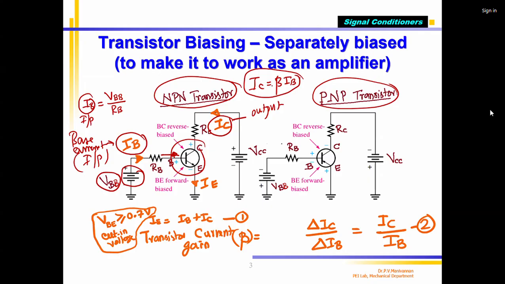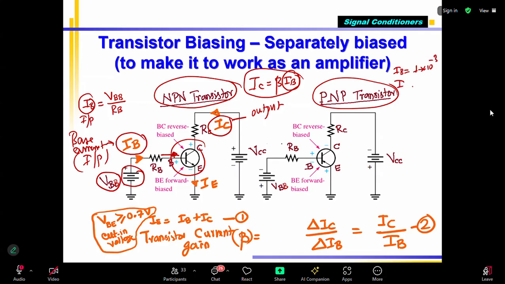Amplifier means amplifying something. What is it amplifying? The base current. If I supply a base current, say IB equals 1 milliamp, 1 into 10 power minus 3 amps, what is my IC? IC equals beta times IB. What is beta? Beta is called the current gain of the transistor.